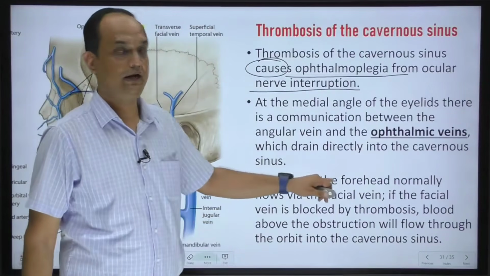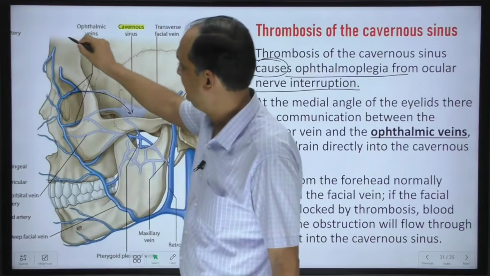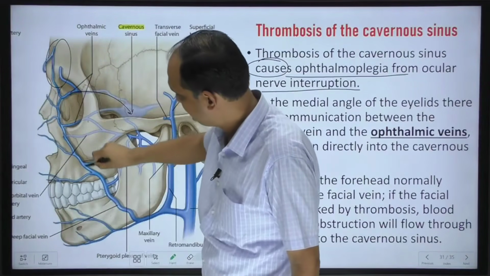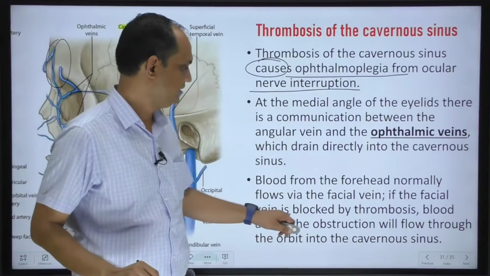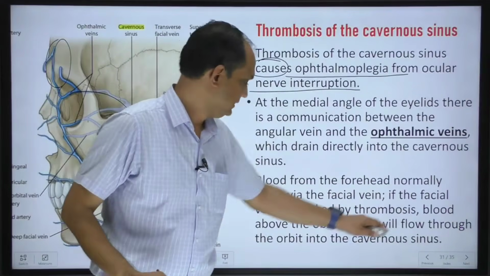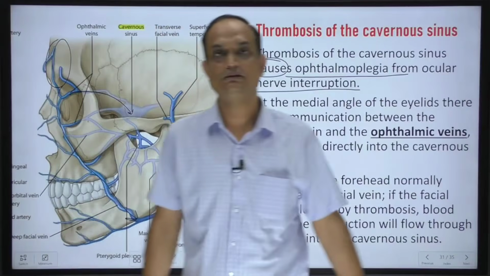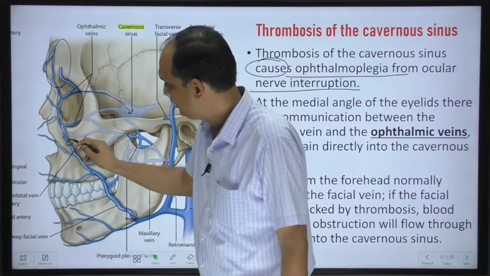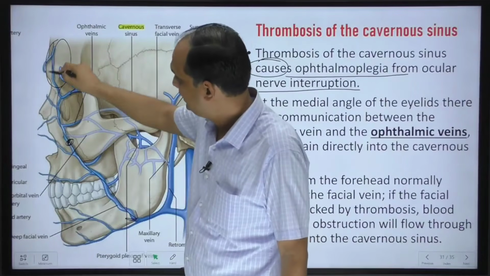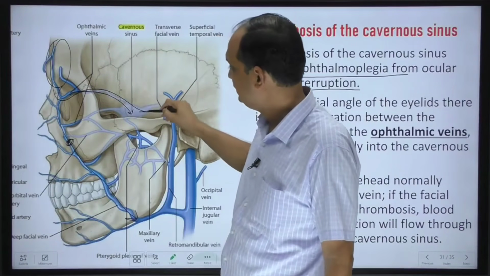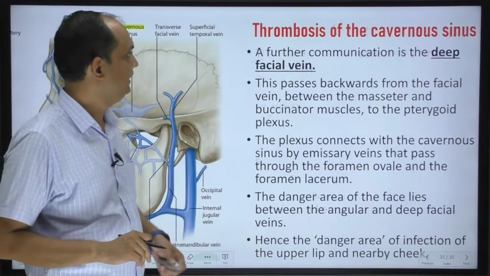Blood from the forehead normally flows via the facial vein. Generally, whatever blood is here drains through the facial vein downward. Clear? But if the facial vein is blocked by thrombosis, the blood above the obstruction will flow through the orbit into the cavernous sinus. So suppose the block is formed here in the facial vein, then this blood will now start to enter the cavernous sinus through the superior ophthalmic vein.